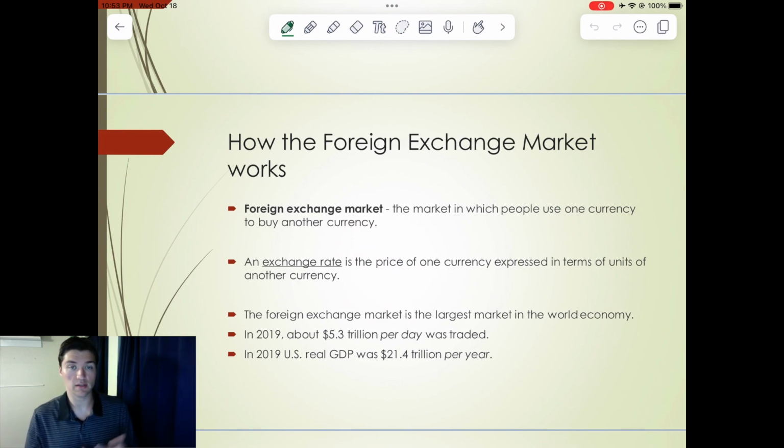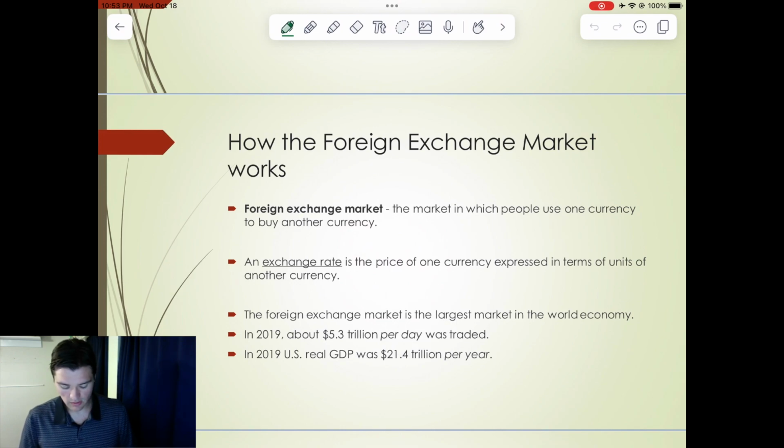So the exchange rate is, 1 euro could be $0.97, right? So basically that is the exchange rate, the price of one currency in terms of another. $1 is 1.47 euros, right?